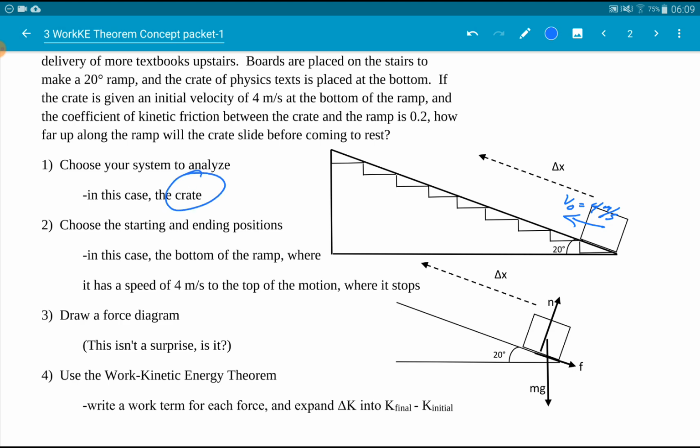so I kind of put that in my circle there. Choose the starting and ending position. So where's the problem going to start that I'm doing the calculations, and where's the problem going to end when I'm doing the calculations? So it would make the most sense that we're doing bottom of the ramp for the start, and then where it stops up there, so the ending velocity is 0.